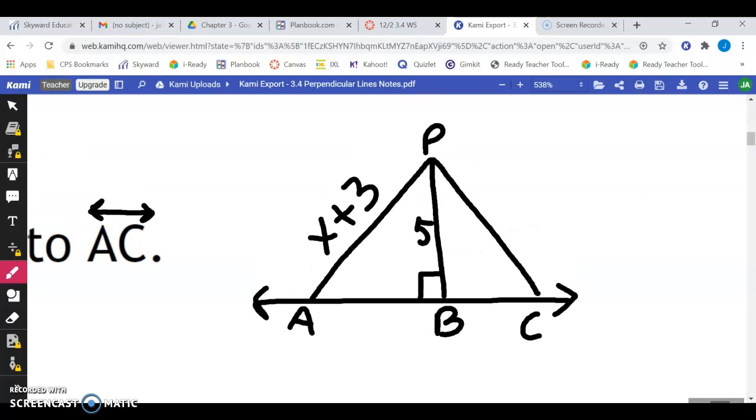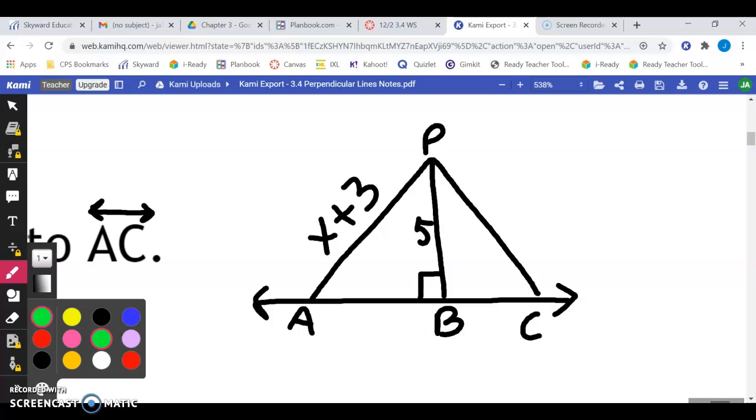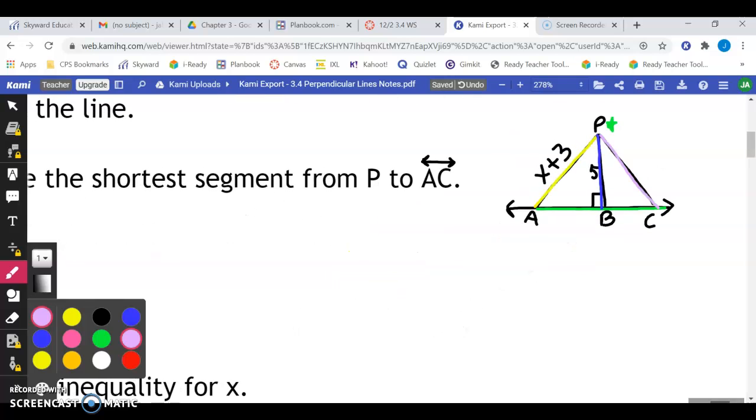So if we're looking here, we want to go from P, which is right here, to line AC. We have a couple of options. We have going this way, we have going straight down, and then we have going here on an angle. So what they're asking is what would be the shortest distance? Well, going straight there would be the shortest distance, so not going on an angle. So the segment PB is going to be the shortest distance. So PB, and we're talking about a segment, so we label it that way.